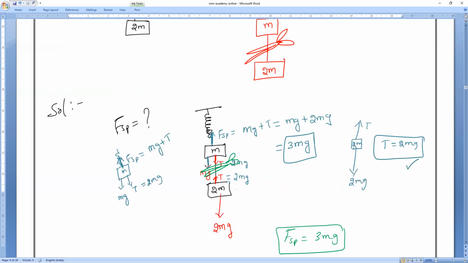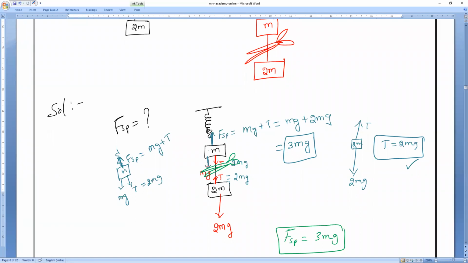So as we all know, this body will go down, and this body will go up or down? This M body will go up or down? If I cut the string, will this M body go up or not, everybody?